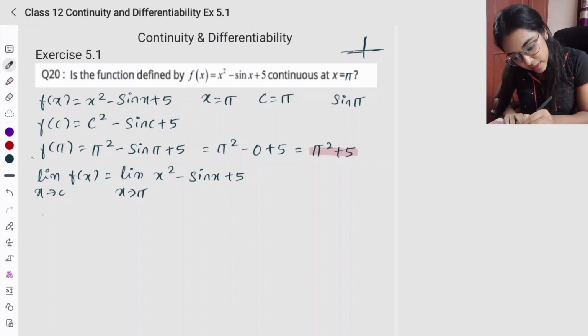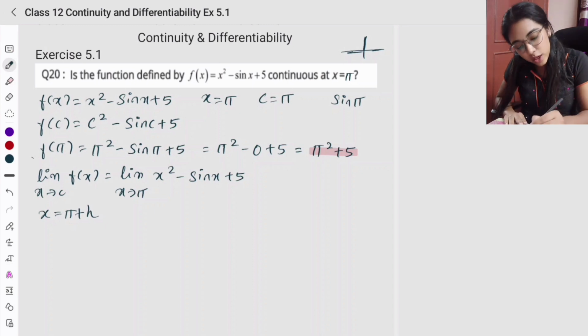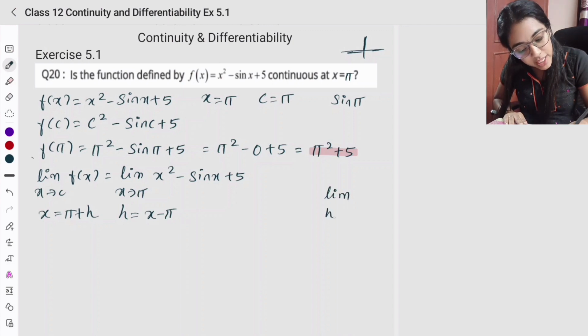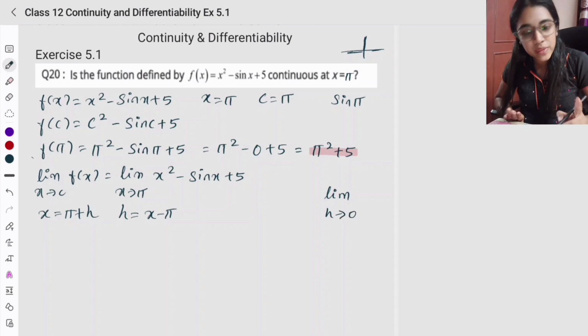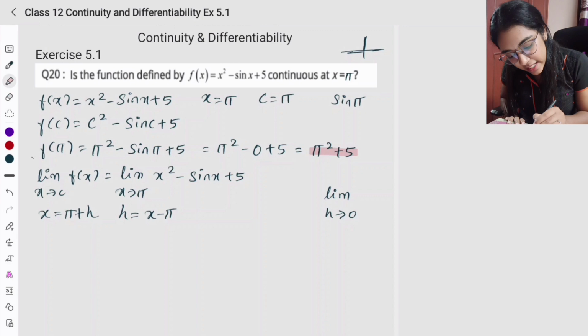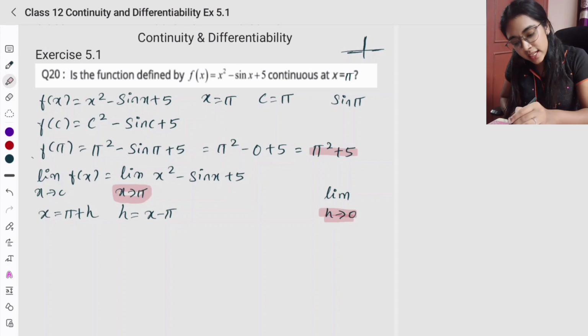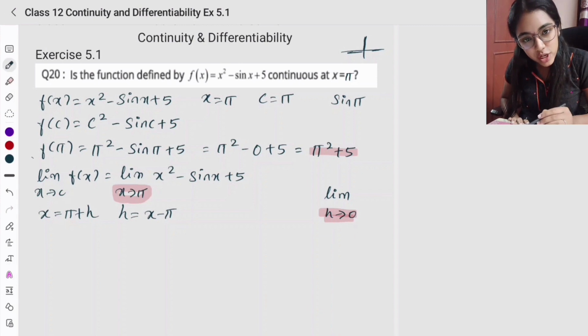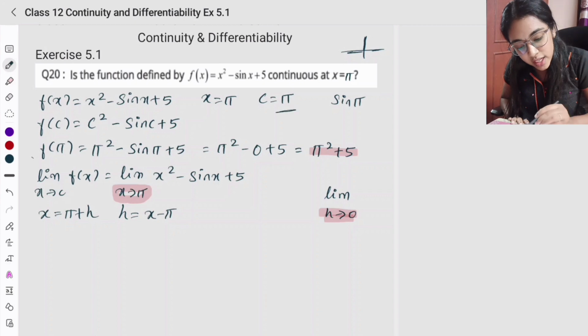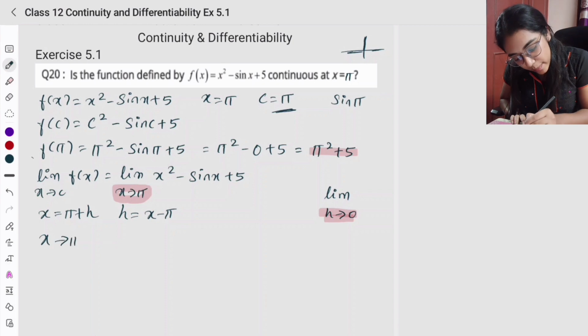You have to change your variable x to be pi plus h. Once you change it, what will be my h? H is going to be x minus pi. I'm going to change the limit also. I always want my limit to be h tends to 0, some variable tending to 0, not x tending to pi. Here we have x tending to pi, and I don't want this particular thing. I want something like h tending to 0. So what am I going to take? I'm going to take x is equal to pi plus h. I'm going to take the value that is given in the question and add h to it. So what happens when x tends to pi? What happens to h? H will tend to x minus pi. What is my value of x?